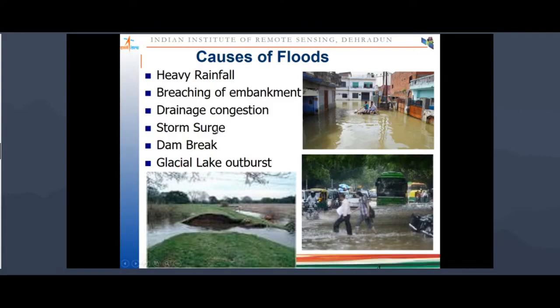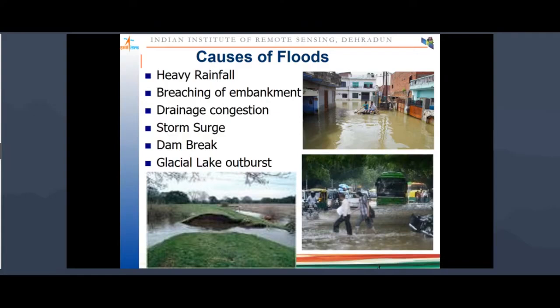Then another cause of flood is a storm surge. Whenever there is a storm surge, water enters into the coastal area and it floods. Another cause is the dam break. Whenever there is a heavy rainfall and the dam is full, sometimes it happens that the strength of the dam is not sufficient and the dam breaks.